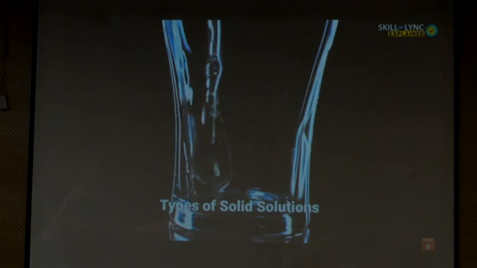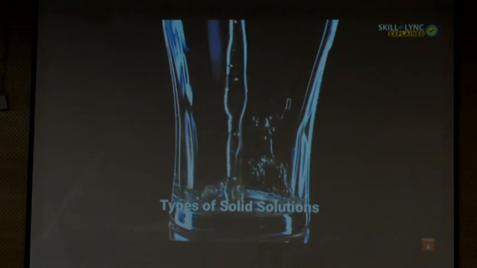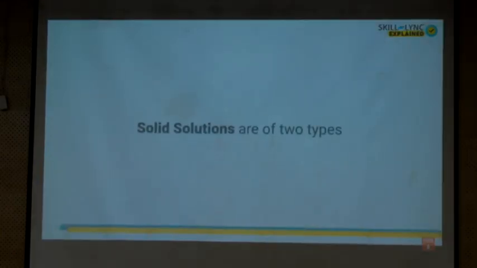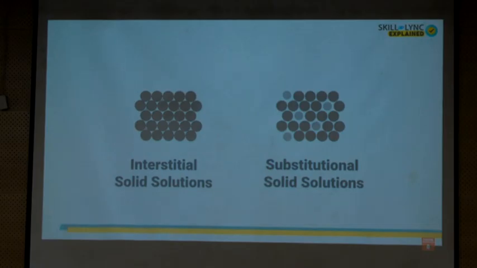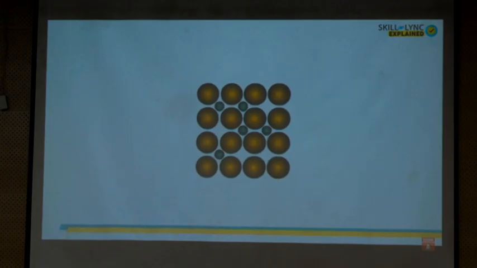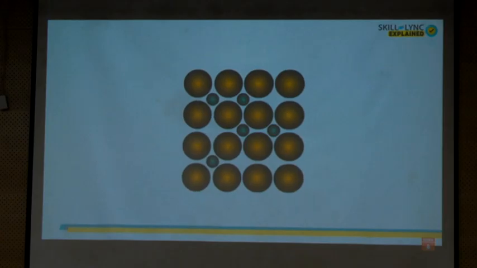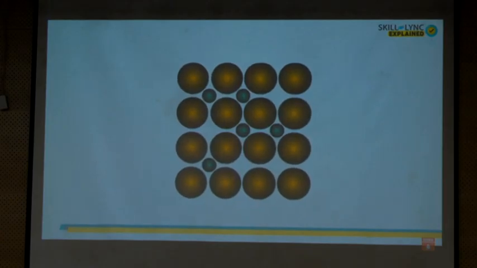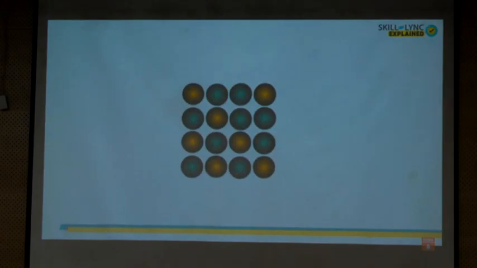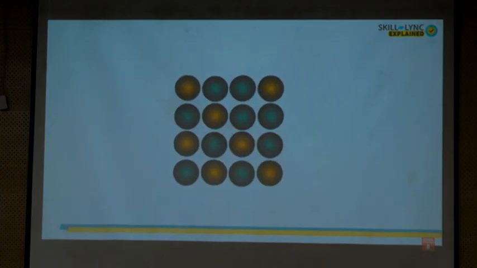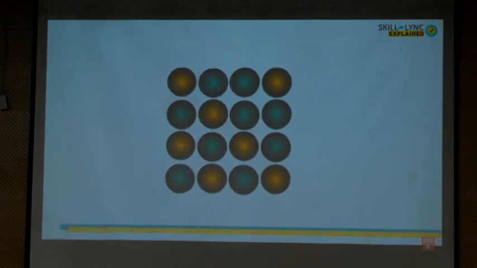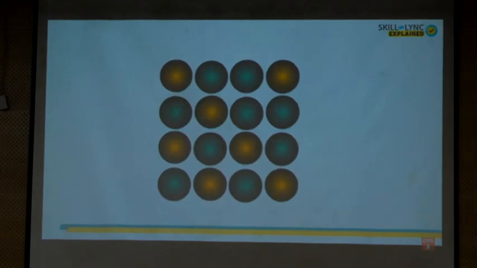Now, let's move on to see the different types of solid solutions. Based on the location occupied by the solute atoms, solid solutions are divided into two types. They are interstitial solid solutions and substitutional solid solutions. If the solute atoms occupy the interstitial space, that is the space between the solvent atoms, then the solution is said to be interstitial. On the other hand, if the solute atoms replace some solvent atoms and take their place, then it is said to be a substitutional solution.